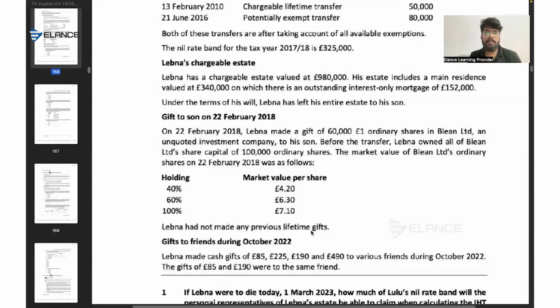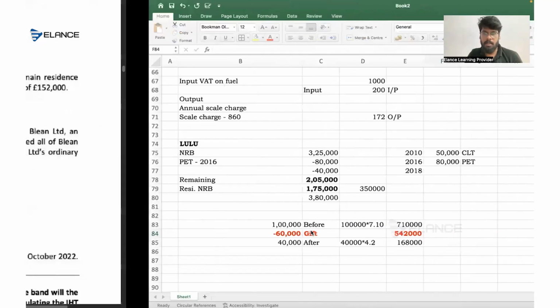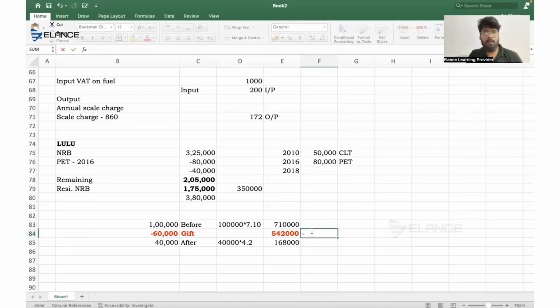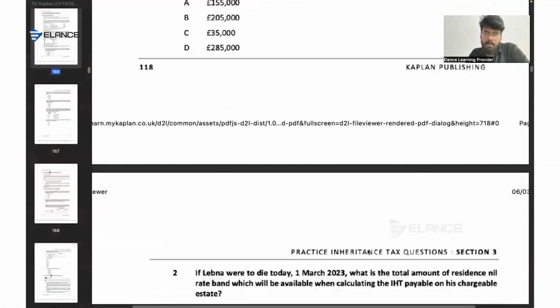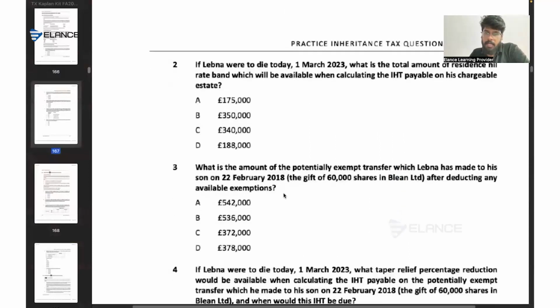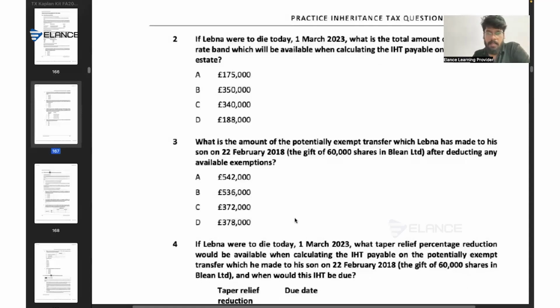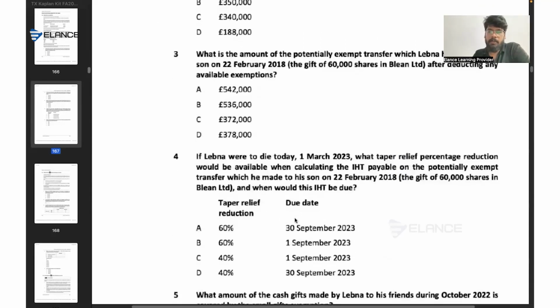So the complete annual exemption of the current year and the previous year is available. This hint is for that: the previous year's annual exemption is unused. So the current year's annual exemption of 3,000 can be used, and also the previous year's annual exemption. So after deducting the annual exemption amount, the PET amount will be 536,000. So in question number 3, 536,000 will be the answer. Okay, so let us move to the next requirement.